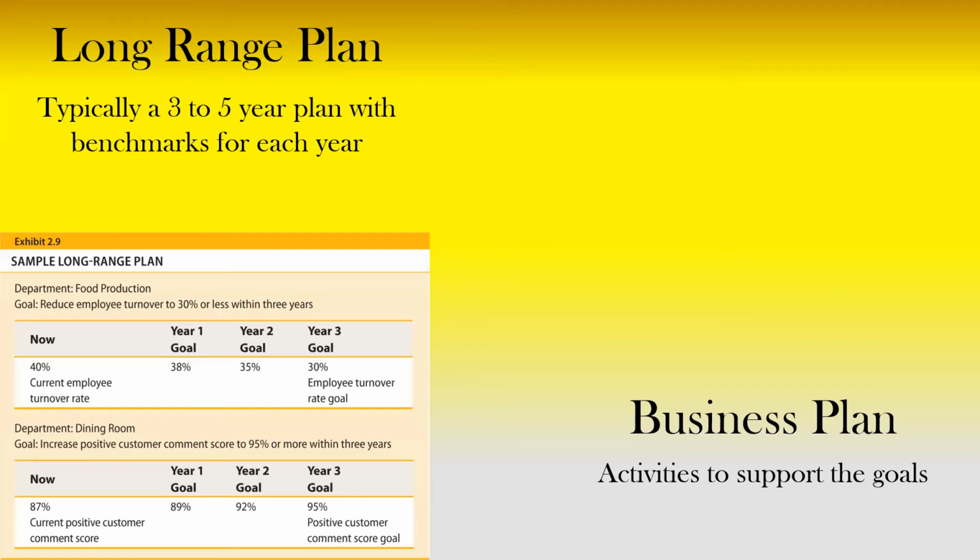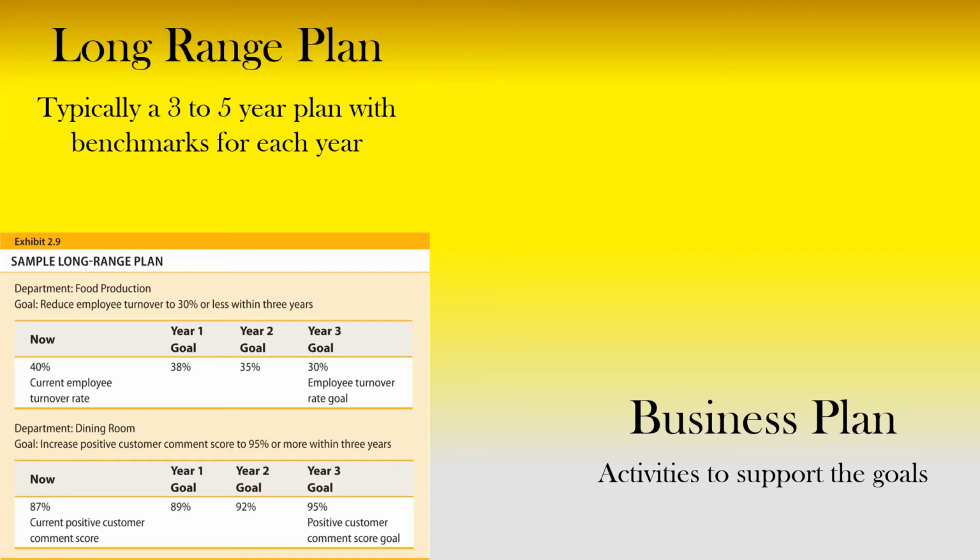So the department in the long-range plan is your food production. The goal is to reduce employee turnover to 30% or less within 3 years. And so in the long-range plan, you have your data that shows, okay, now you have a 40% employee turnover rate. So the first year during this long-range plan, your goal, your benchmark is to get down to 38. Then in year 2, you want to get down to 35. And then by year 3, you want to have it down to 30%.